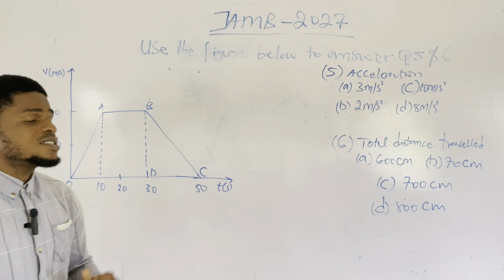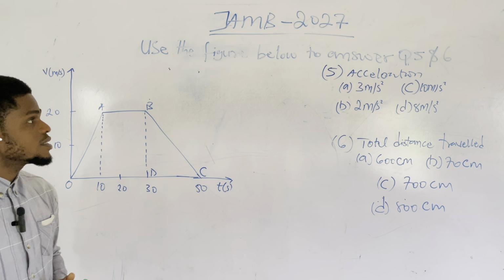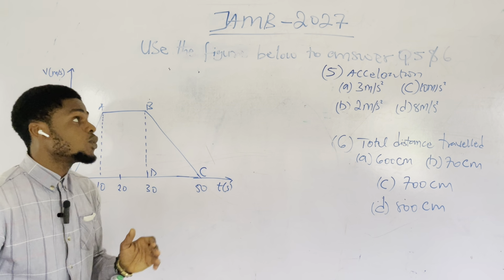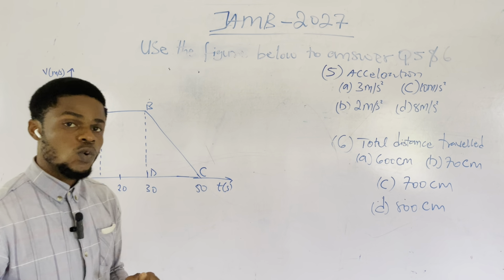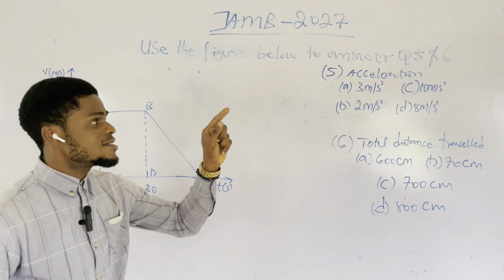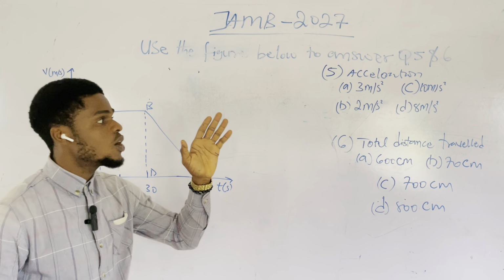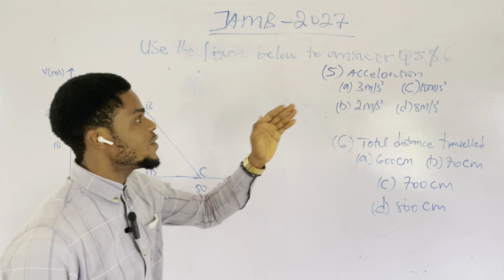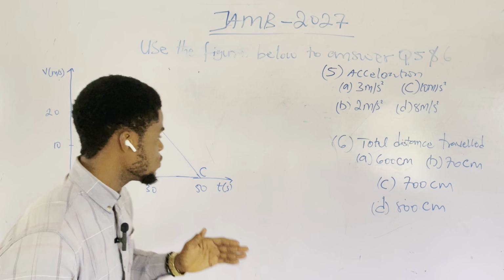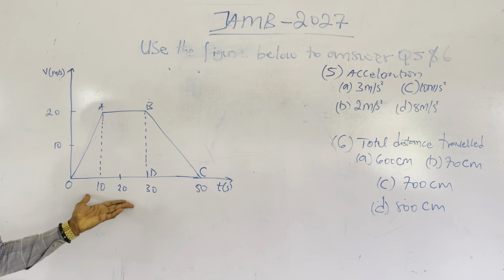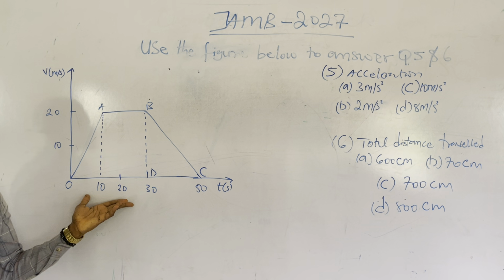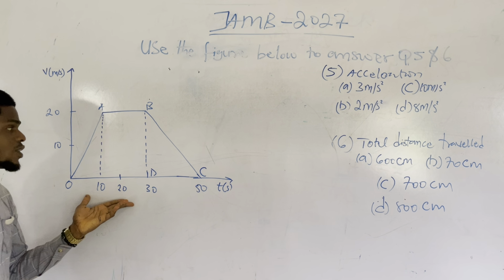Now let's trash this question under velocity time graph. The question says, use the figure below to answer question 5 and question 6. Question 5, determine the acceleration from this figure. Question 6 says total distance travelled. Let's take it one after the other.